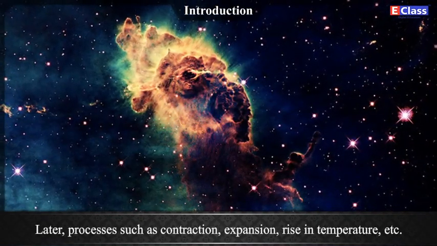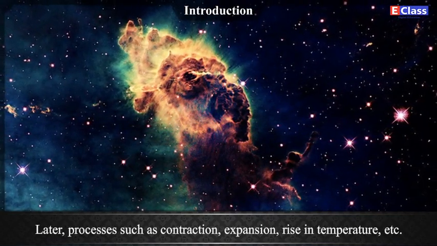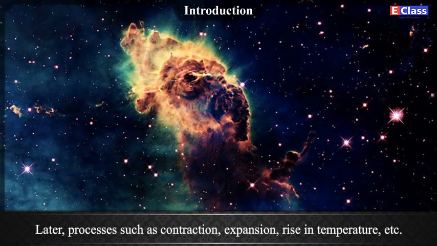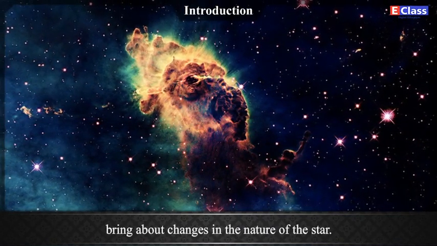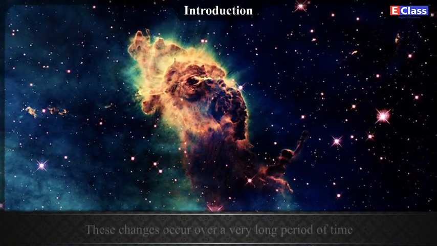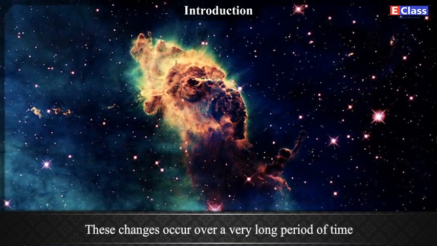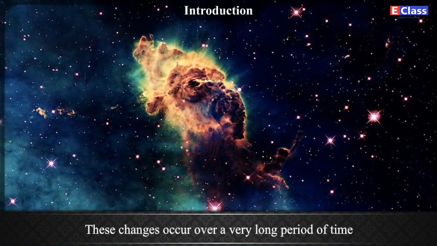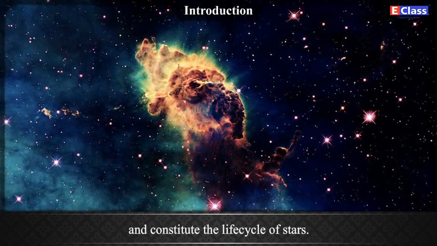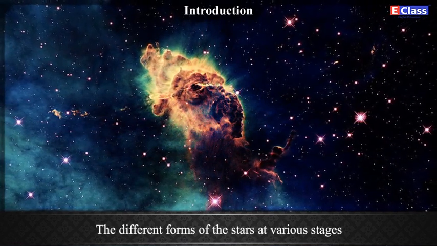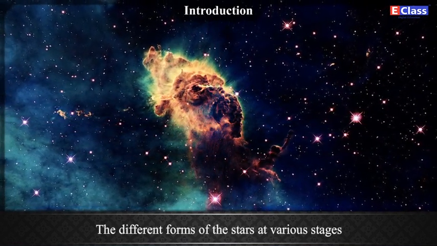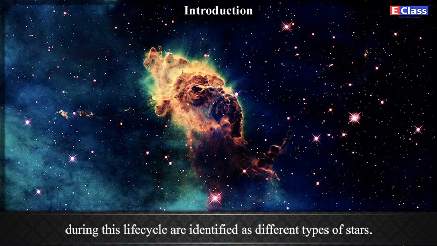Later, processes such as contraction, expansion, rise in temperature, etc., bring about changes in the nature of the star. These changes occur over a very long period of time and constitute the life cycle of stars. The different forms of the stars at various stages during this life cycle are identified as different types of stars.